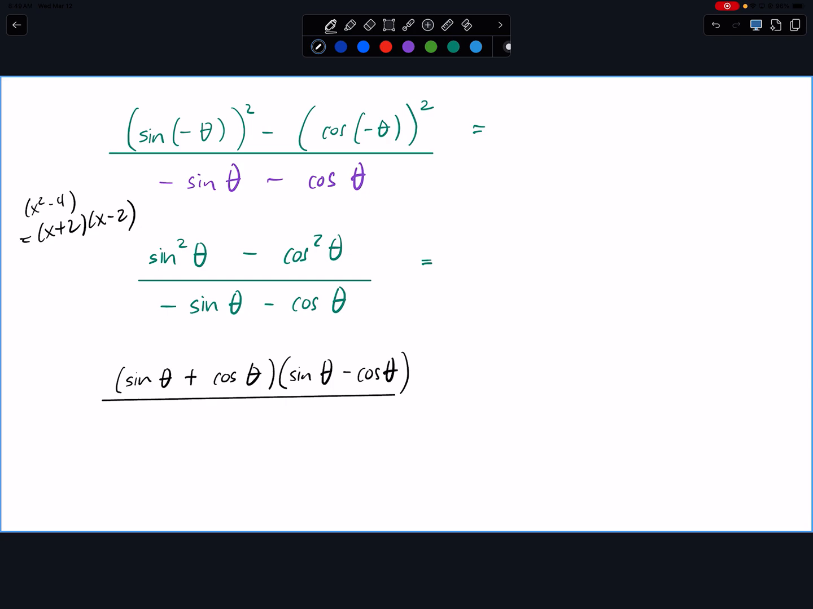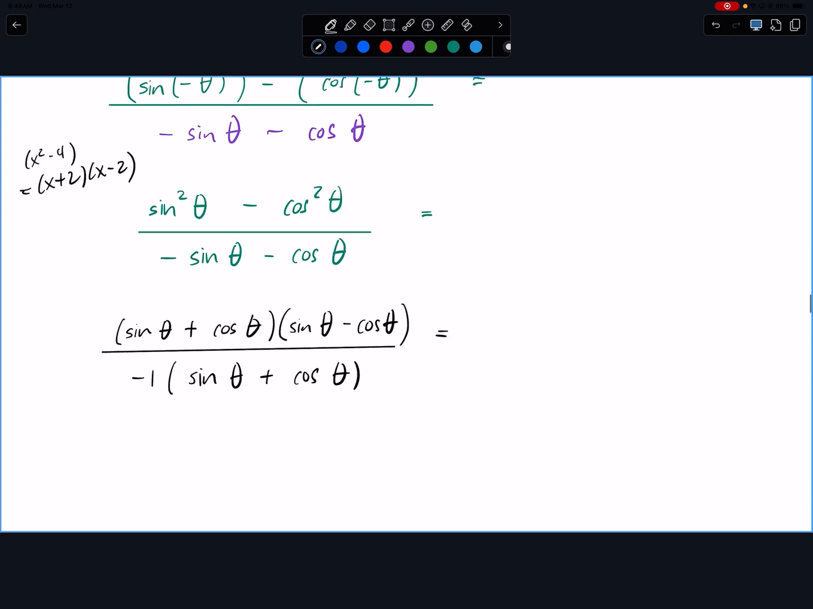Now I want you to look at the bottom. Do you see how they're both negative? What could I factor out of that? A negative 1. I'm going to put negative 1 times sine theta plus cosine theta. And I did that on purpose because you noticed something. What's going to happen? You cancel. This and this are the same thing, so they're going to cancel out. So I'm going to get sine of theta minus cosine theta all over negative 1.